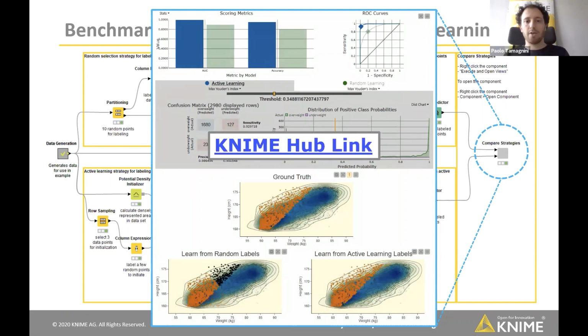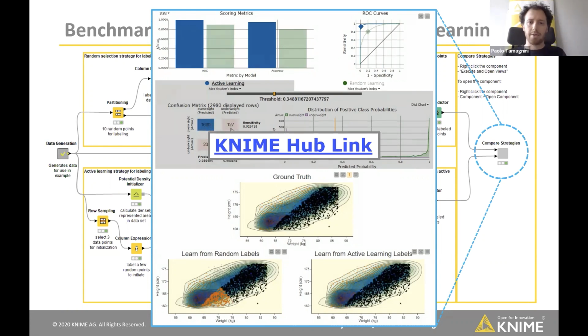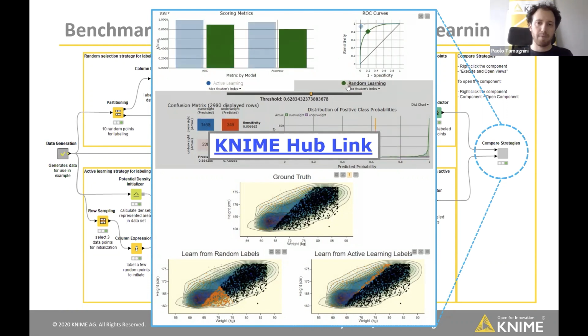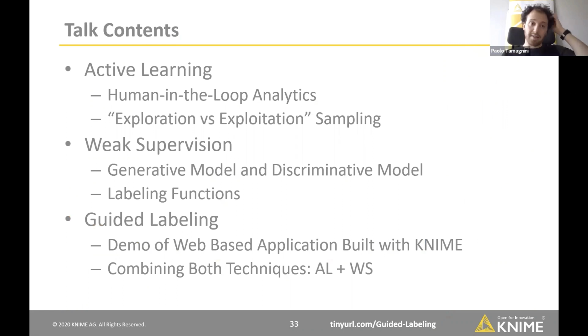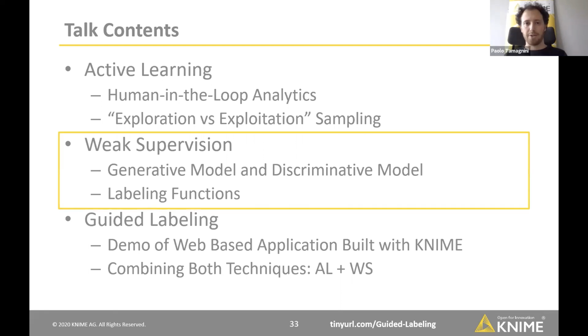All right, so you can find this workflow on the hub, and you should be able to find the link in the chat, or just type on the hub body mass index, and you should be able to find it. All right, so this is for active learning. Let's now see the next topic with Adrian, with weak supervision. So I'll stop sharing so that Adrian can take over.